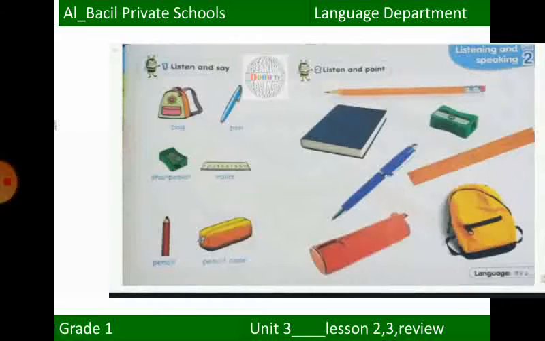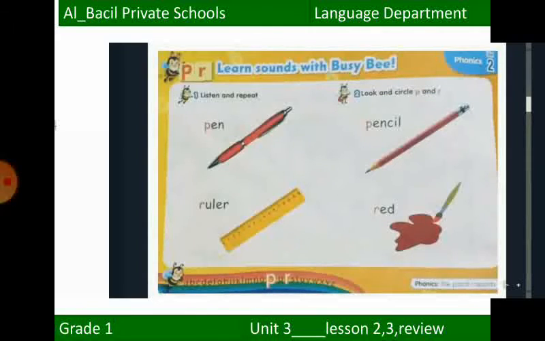Unit 2, page 11. Exercise 2. Listen and point. It's a bag. It's a book. It's a pencil. It's a pen. It's a pencil case. It's a sharpener. It's a ruler.